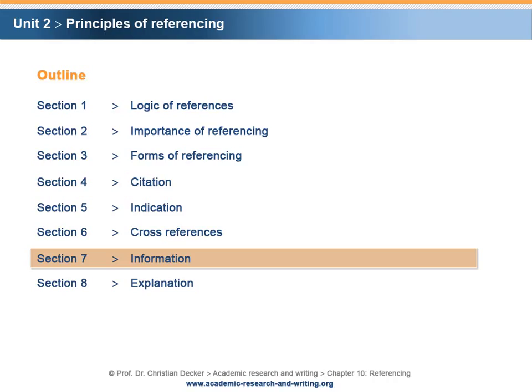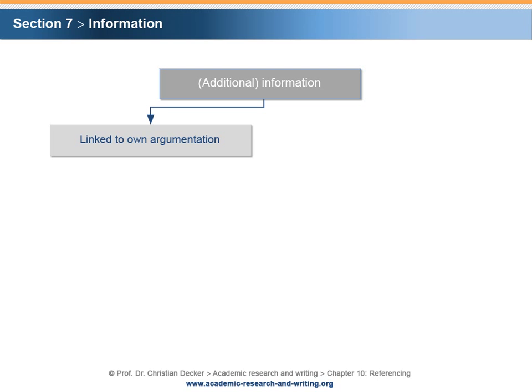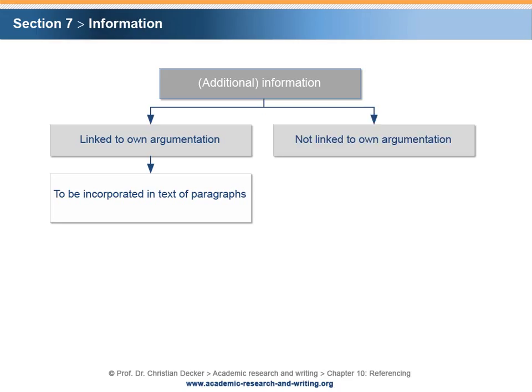Section 7. Information. Any information that is linked to one's argumentation has to be incorporated in the respective paragraph of the research paper. However, in some cases it can be necessary to provide the reader with additional information that is not linked to the author's argumentation. This information is given as a reference that is placed in a separate footnote.